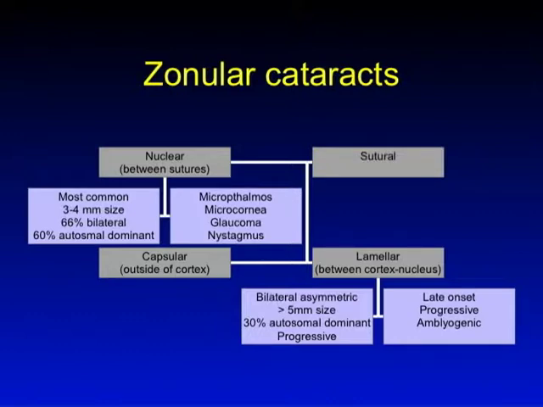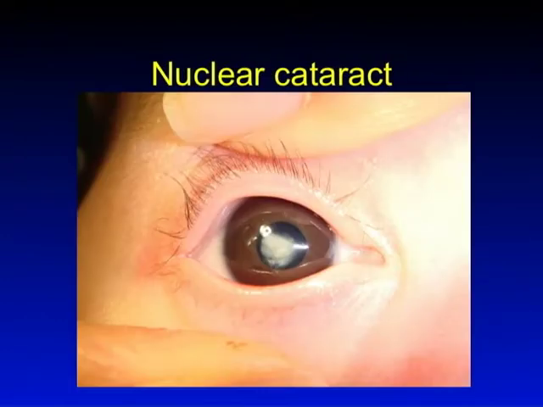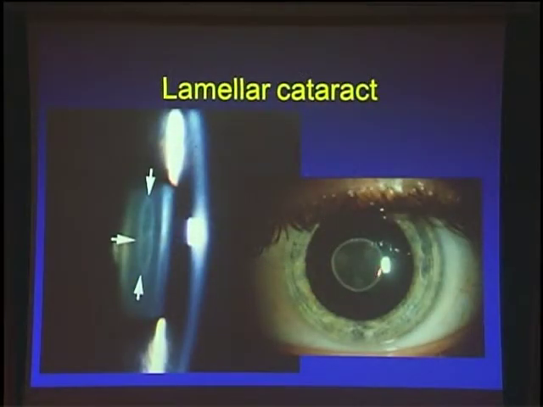Lamellar cataracts have much better prognosis. They're also bilateral cataracts. This is a nuclear cataract associated to microphthalmos, usually bilateral but asymmetric. This one here is a lamellar cataract. So it's just one area of the lens that is involved, but the central part of the lens is clear, even though in this view it looks like it's opaque. It's actually just like an egg that is covering a clear central nucleus.